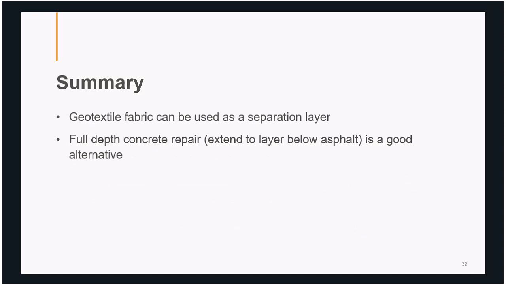So if a localized repair is chosen by removing and replacing a portion of the underlying poor material with aggregate fill, geotextile fabric can be used as a separation layer to prevent the contamination of the underlying material. A full depth concrete repair, which can be extended to the layer below asphalt, is a good alternative if all or most of the asphalt has been removed.